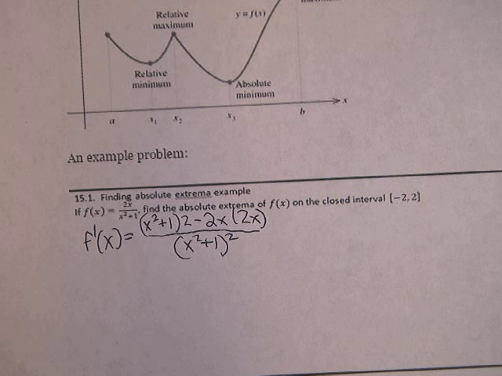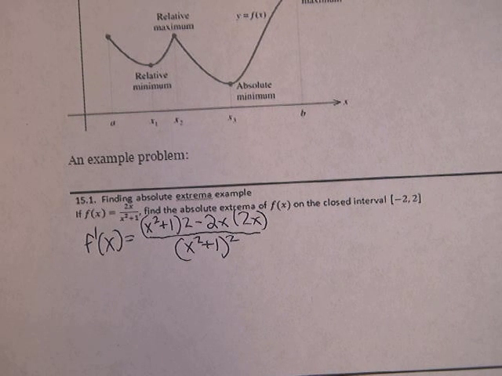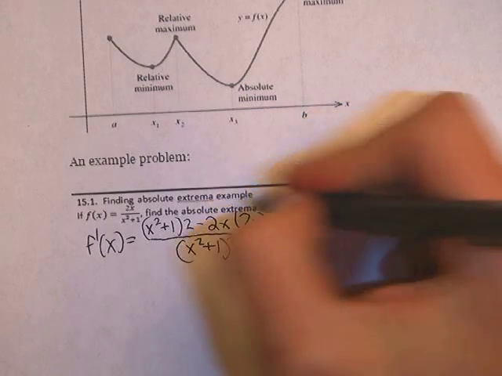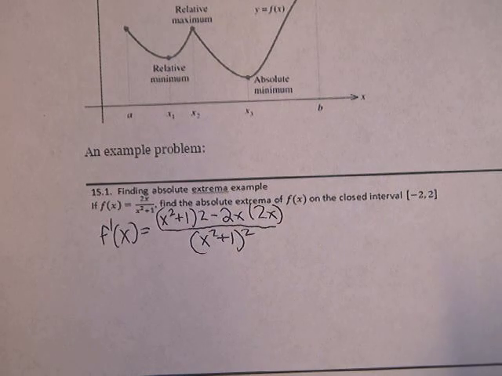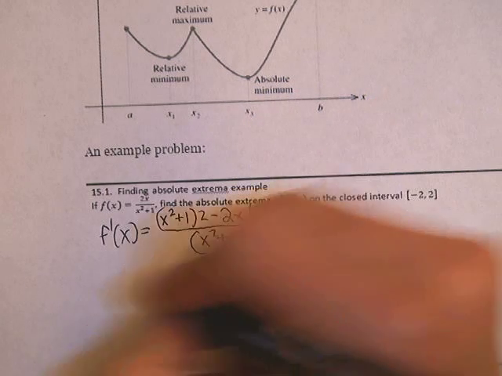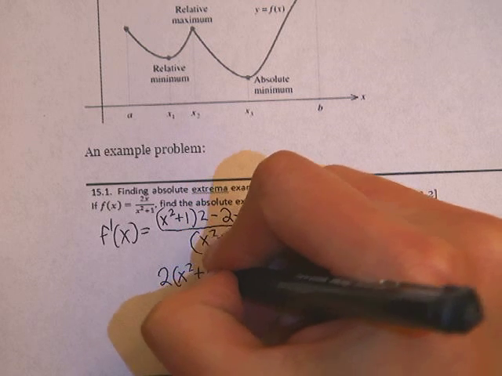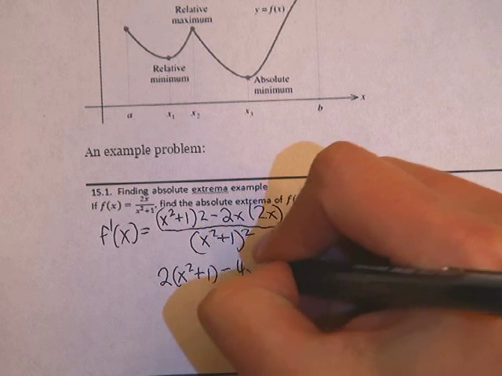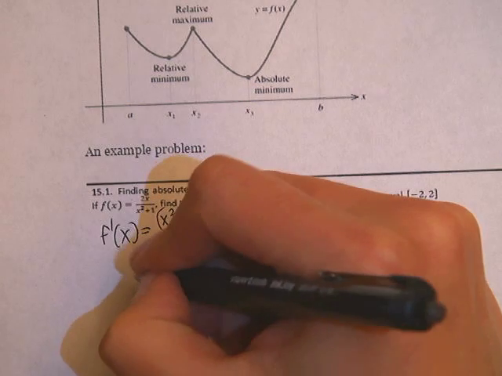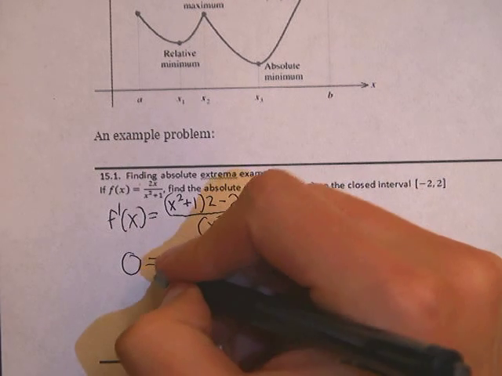And the answer is no, because x squared is always positive, plus 1 is always bigger than 1, so we can't get a 0 on the bottom, which is good. So all we have to do is check where the top is equal to 0 now. So I'm just going to set up a new equation where I say, hey, where is the top? So 2 times x squared plus 1 minus 4x squared. Where is this equal to 0? And this shouldn't be too bad to solve.